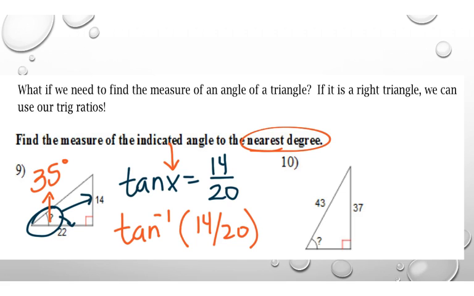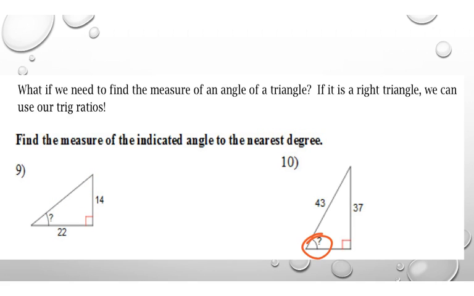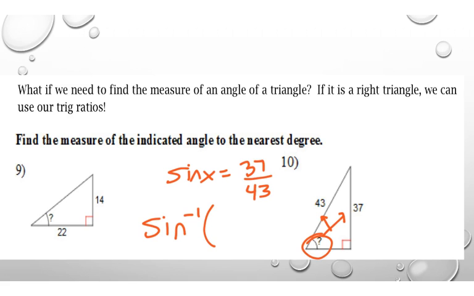And then if that's 35 and this is 90, then I can figure out what that angle is too. So if you look at number 10, if I'm trying to find this angle, I've got opposite and I've got hypotenuse, so that's going to be sine. So I'd say sine x is equal to opposite over hypotenuse. And so I'd say for what angle is the sine 37 over 43. I put that in my calculator, and I will be able to find the angle that that is true for. That's going to be approximately 59 degrees. It's 59.369, but it says round to nearest degree, so 59 degrees.